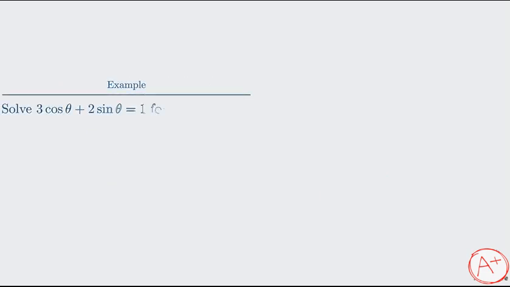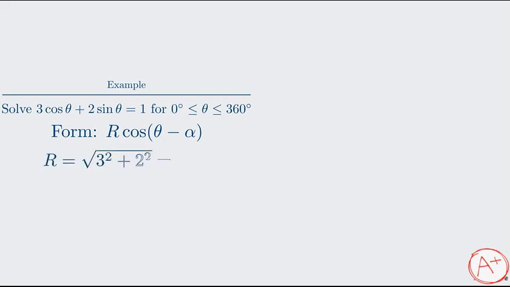Let's solve 3 cosine theta plus 2 sine theta equals 1 for theta between 0 and 360 degrees. We first express the left side in the form r cosine of theta minus alpha. Here, a is 3 and b is 2, so r is the square root of 13. The phase shift alpha is the inverse tangent of 2 divided by 3, which is approximately 33.69 degrees.